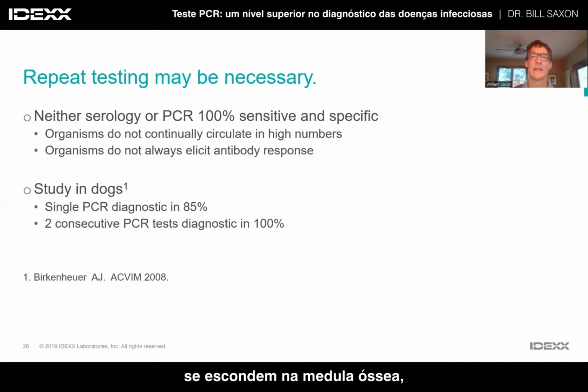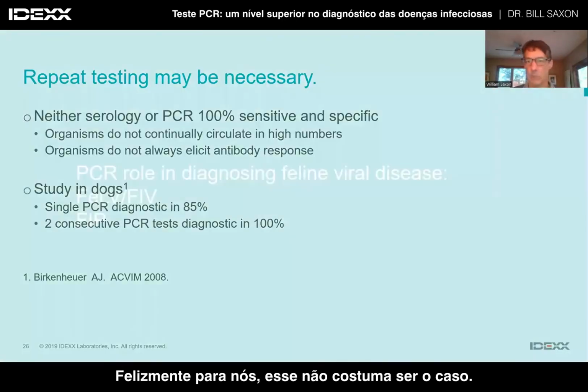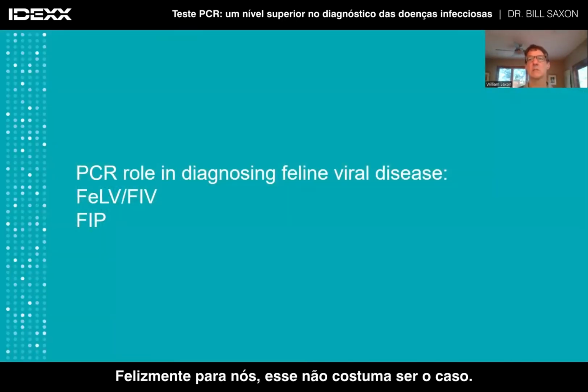Because those organisms tend to hide in bone marrow and spleen and other tissues, not always in the blood. And sometimes they're chronic and low levels, so they can affect the accuracy of both serology and PCR. So it might be necessary to do both and repeat both. But luckily for us, that's usually not the case.